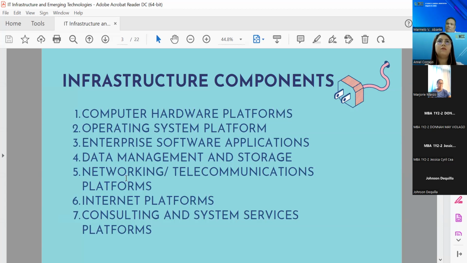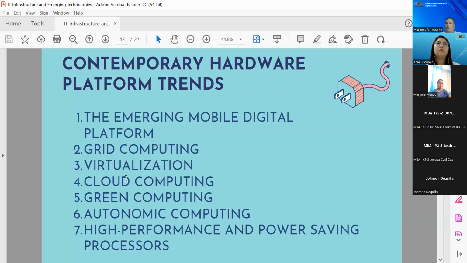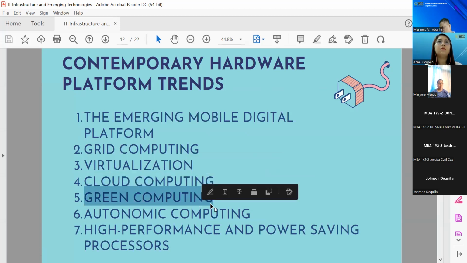Now let's go to the second topic, which is ano yung mga bagong trends? What are the contemporary hardware platform trends? There are 2 kinds of trends. Again, we have the hardware platform trends and software platform trends. Let's first look at the hardware platform trends. Ano ba yung mga nangyayari ngayon sa ating mga hardwares? The emerging mobile digital platform, nauuso ang grid computing, virtualization, cloud computing, green computing, autonomic computing, and high performance and power saving processors.